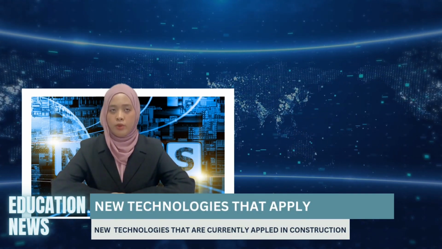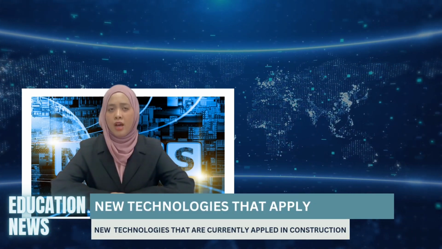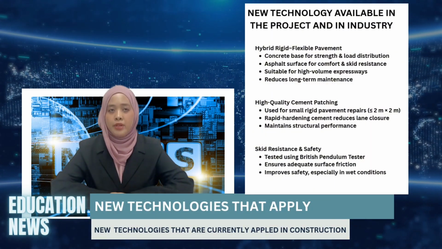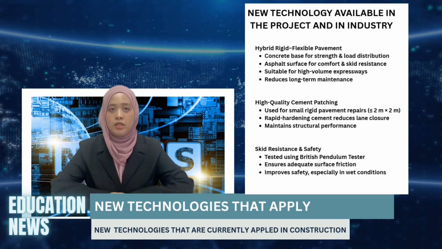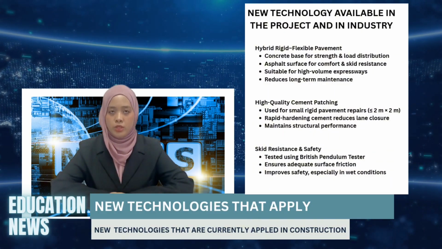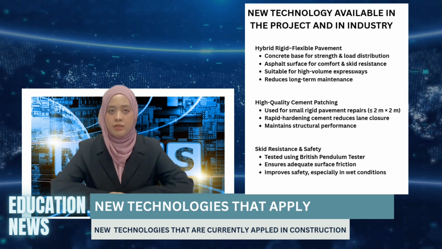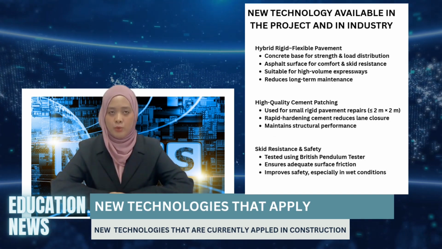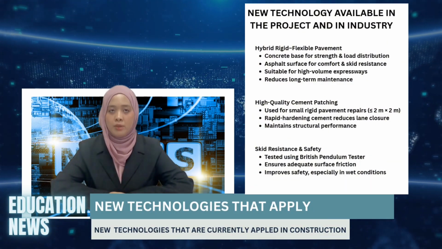Now, for our next segment, we focus on new technologies that are currently being applied in construction projects and across the highway industry. One of the most significant innovations is the hybrid rigid pavement system. This technology integrates a concrete-based layer that provides high structural strength and effective load distribution, with an asphalt surface layer designed to improve ride comfort and skid resistance. The hybrid system is particularly suitable for high-traffic expressways, as it enhances pavement durability while reducing long-term maintenance and rehabilitation needs.